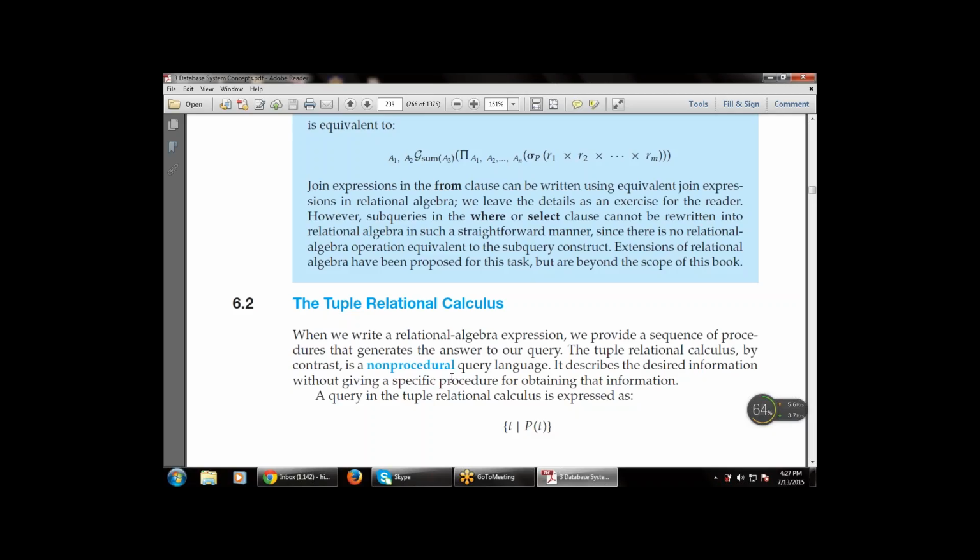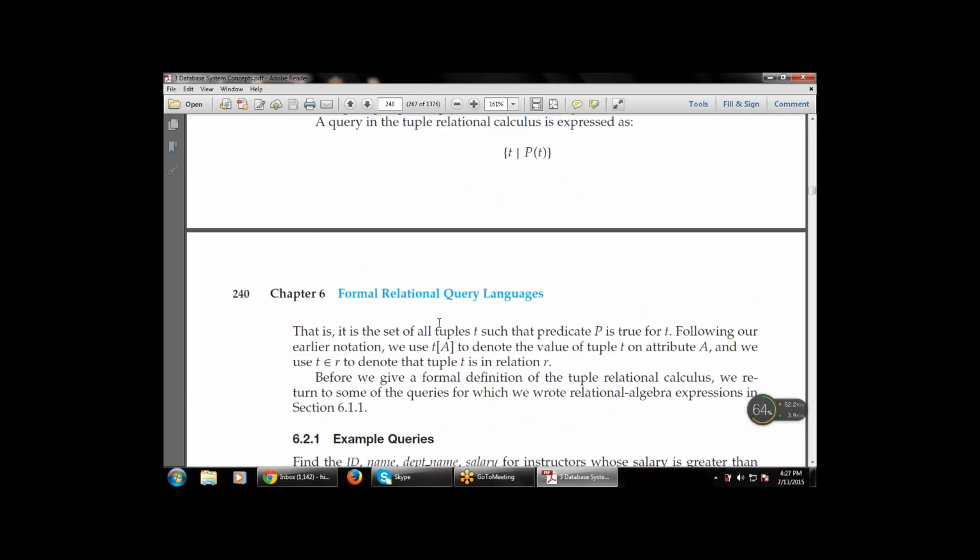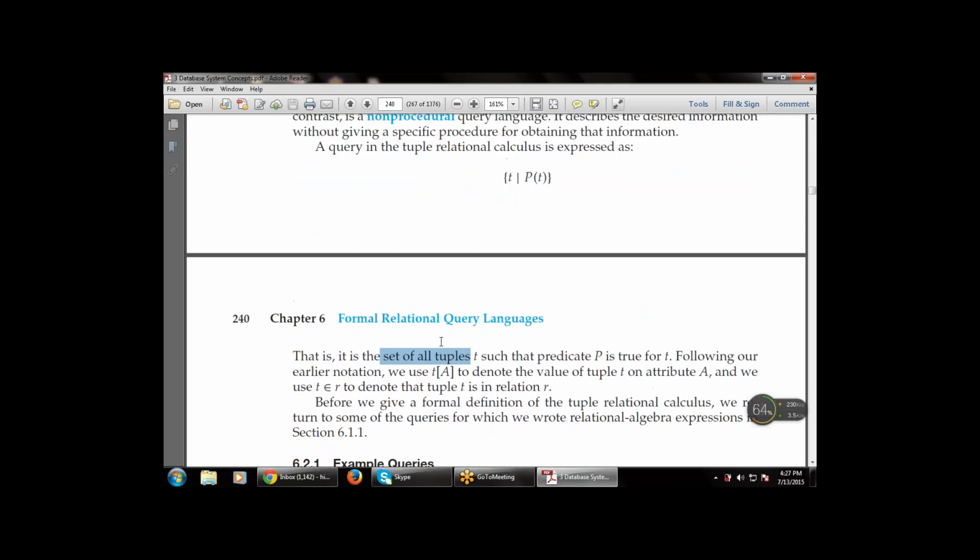Then, how is a query expressed in the tuple relational calculus? It is expressed as {t | P(t)}. That is, it is the set of all tuples t such that the predicate P is true for t. P(t) means a predicate, a condition that is true for t, and t ranges over the set of all tuples.